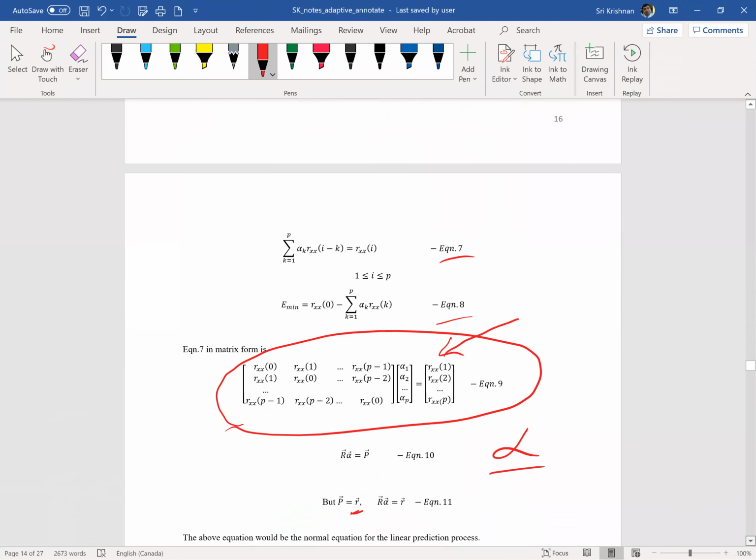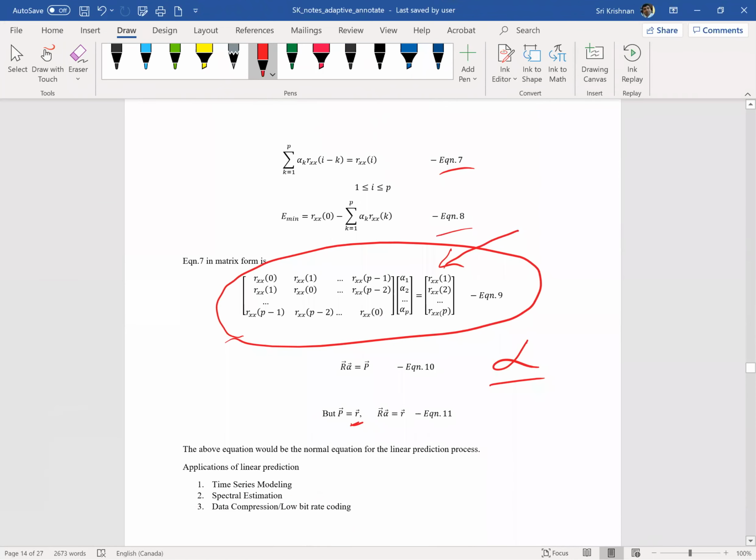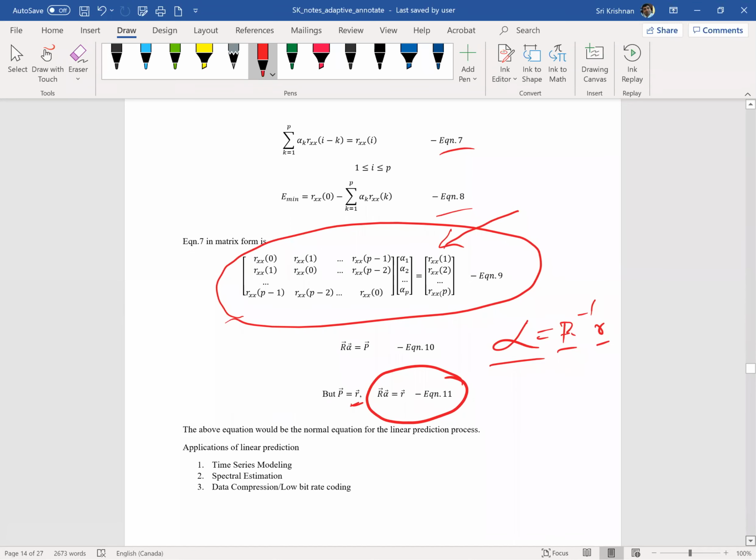Just like the previous one, this equation 11 is a key outcome, and alpha becomes R inverse times small r. And we know when the matrix inversion is not easy, then we could follow techniques like least mean square to get the estimate of alpha, just like how we discussed how to get the W from the adaptive filter concept. So you have to treat this as a very special case of your adaptive filter concept. Now why would this be very important?